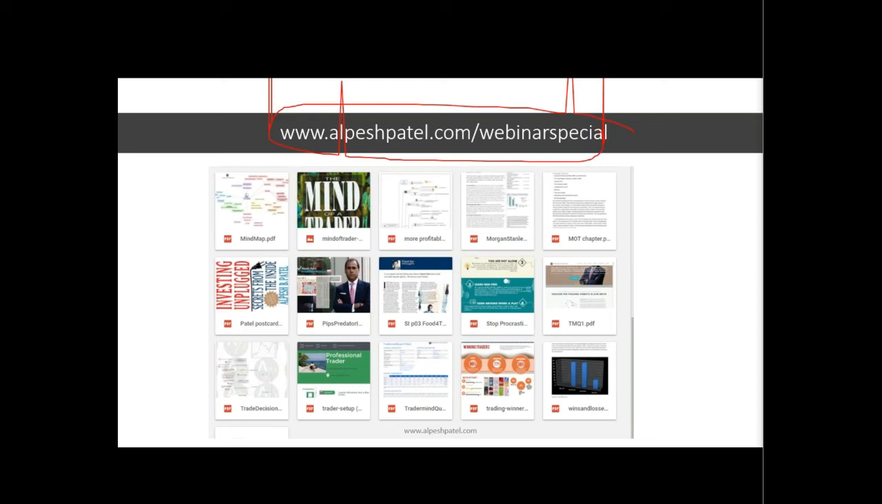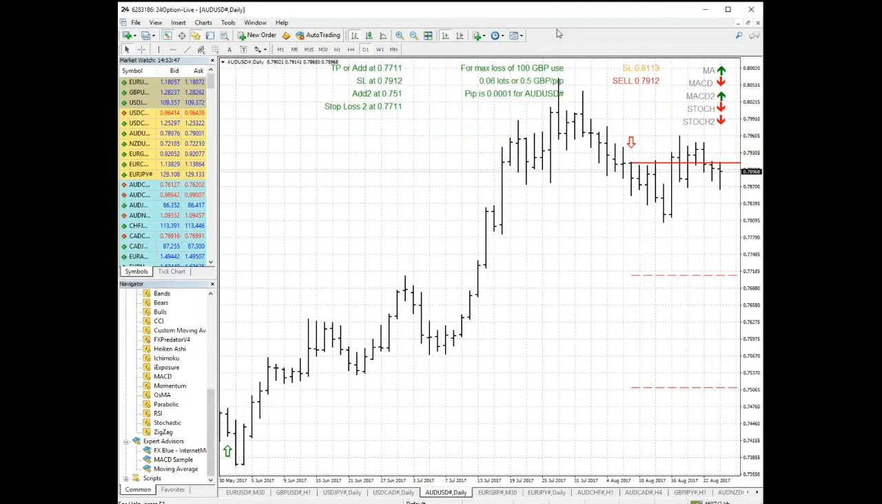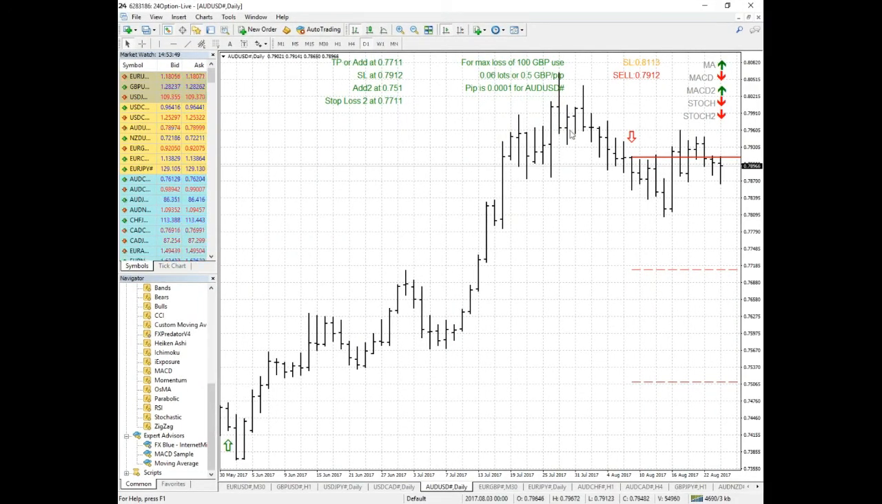If you've missed the entry point, let's say, here's a good one. Okay, look, let's look at this one. Short Australian dollar, US dollar. Let's say you missed that because it was, I don't know, 3 in the morning and you were sleeping. You can see the price is still near there.